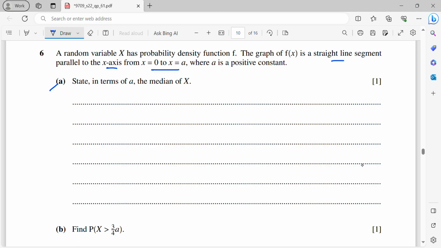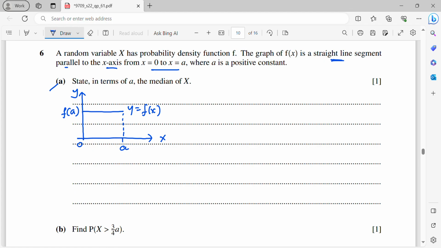Okay, so now I will just draw the graph to have a better idea. So the x-axis, and this is the y-axis. So it will be x equals 0 to a. Let's say this is a. And it is a straight line, parallel to the x-axis, that means this is the function y equals f(x). So from here, we know that this is the f(x). This is the f(a). Alright.